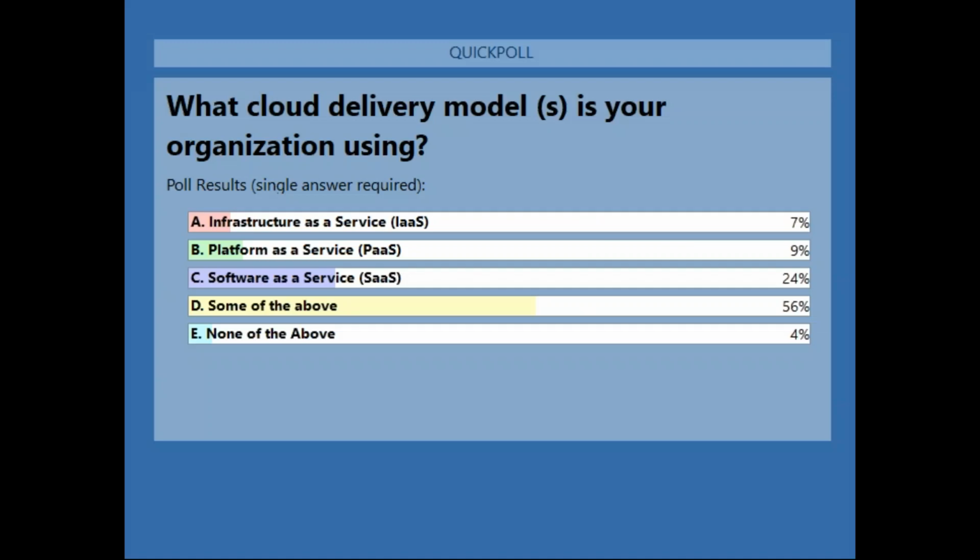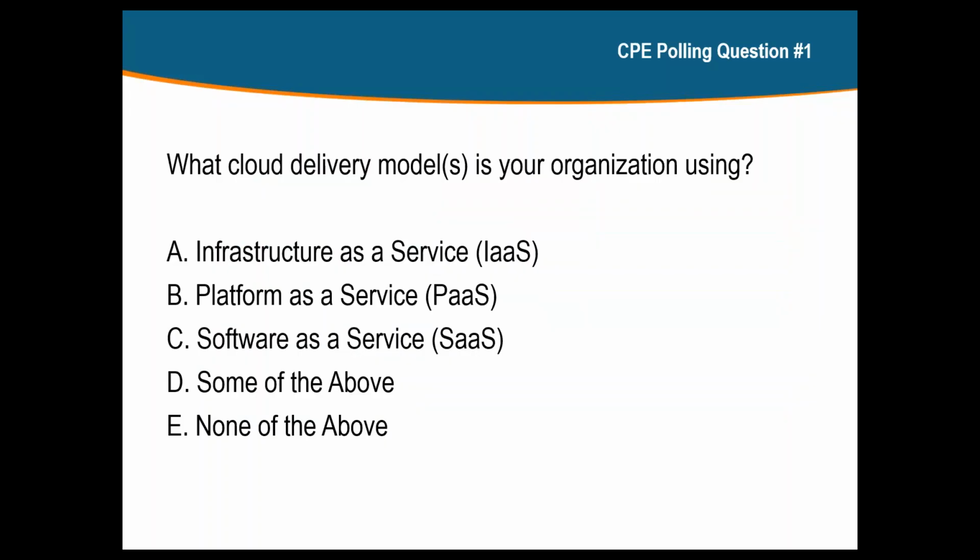Thanks, Katie. Well, it looks like the majority of you answered some of the above, which I think is pretty consistent with what I've seen as well. Many organizations have created a technological landscape of multi-cloud and on-premise systems to best meet their business strategies.